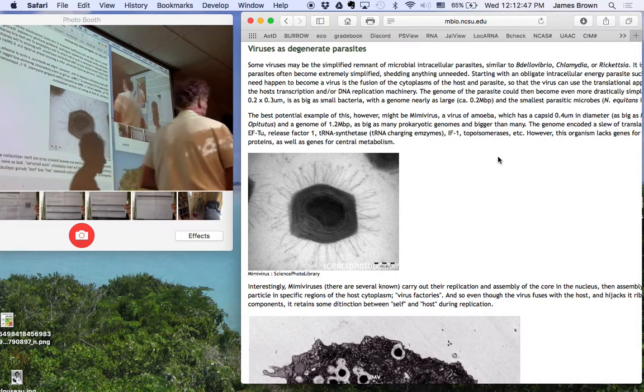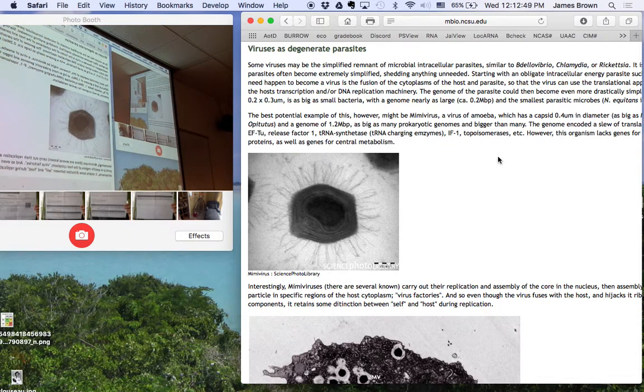The last possibility, and it's becoming increasingly clear that this is also true for some viruses, is that there are degenerate cellular parasites, meaning they used to be some kind of cellular parasite and have become so simplified that they are now considered viruses. And again, what's the step?